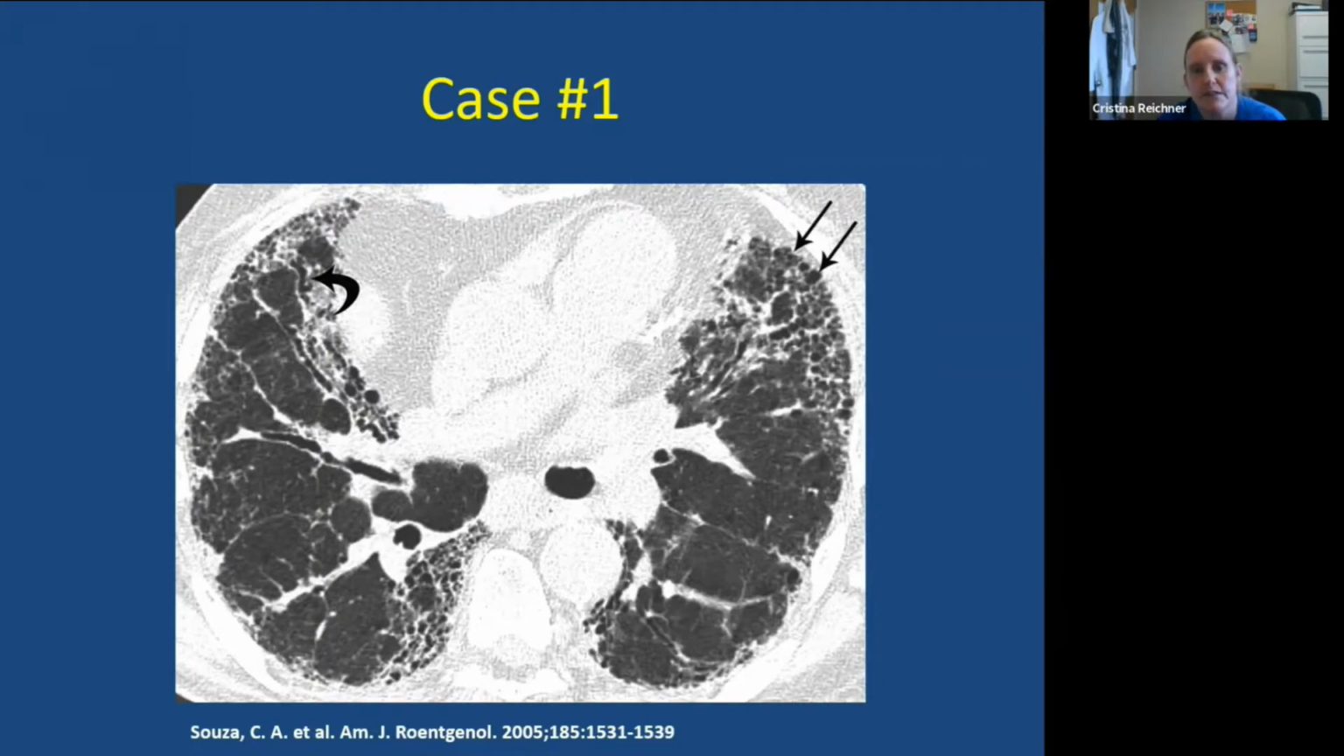And then also what you see here at the very periphery is these cysts. And you can see that there's more than one layer of cysts. There are about 2 or 3 layers of cysts. And so this is what we call honeycombing.